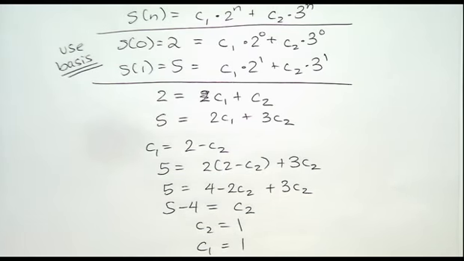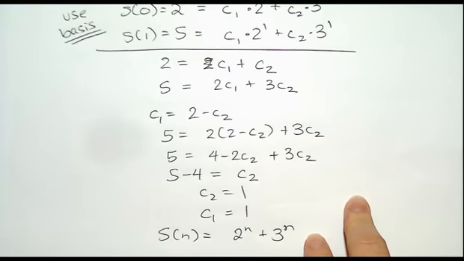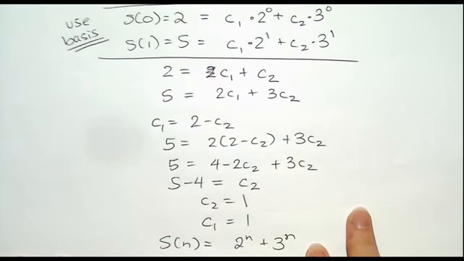So now that I know those, I can go back to my formula, which is up here, and just write S of n equals 2 to the n plus 3 to the n. And since I have a closed form, I don't actually need any basis, because this will give me the basis. I actually just used the basis to get this, right? So these were using the basis to figure out what those constants were in the closed form.